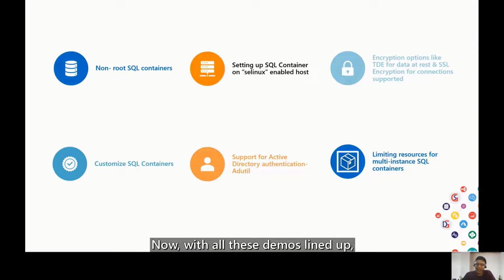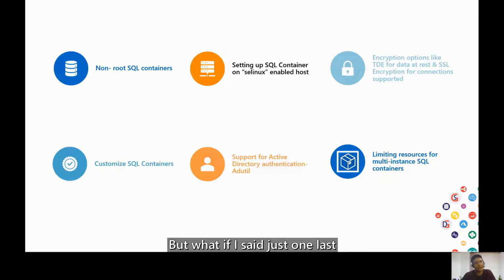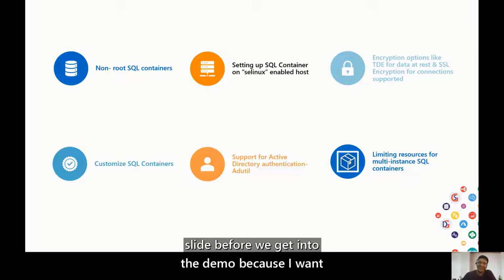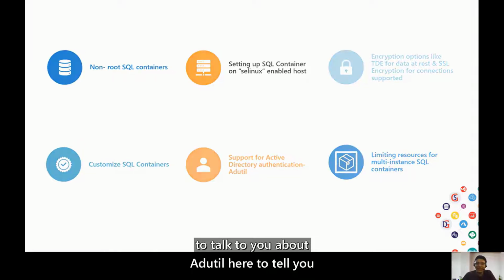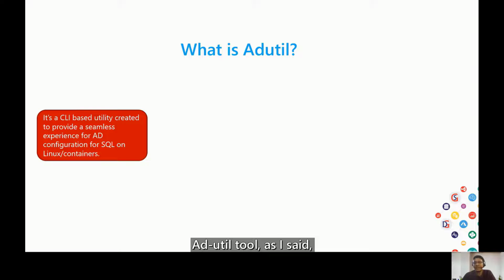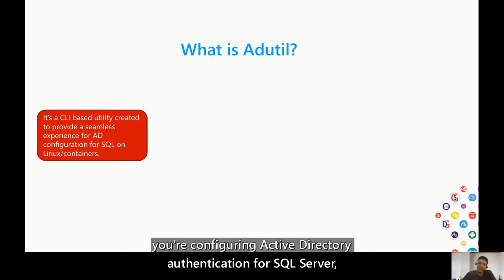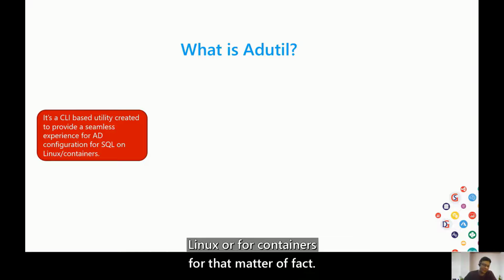Now, with all these demos lined up, I think it's time for us to get started with the demo. But what if I said just one last slide before we get into the demo? Because I want to talk to you about AD Util to tell you how you can get started with it and what this tool is all about. AD Util is a tool that helps you manage and interact with your Active Directory from a Linux machine. It's a CLI-based utility created to make your experience completely seamless when you're configuring Active Directory authentication for SQL Server on Linux or for containers, for that matter.